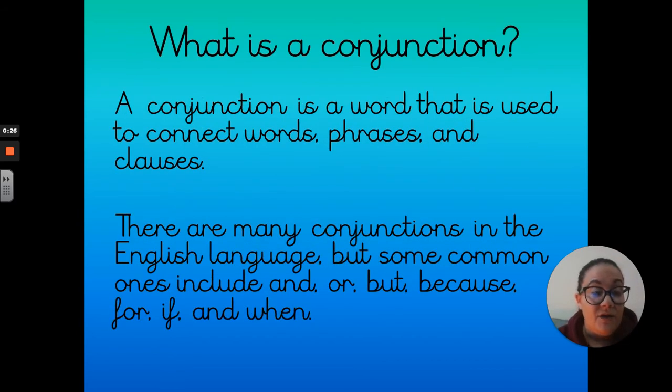I tend to think of a conjunction as being a word which links two ideas together. So it's there to kind of combine bits of information. It's used to connect words, phrases and clauses, so ideas within writing. There are lots of different examples within the English language. English is a very complex language, but some of the most common ones are and, or, but, because, for, if and when.